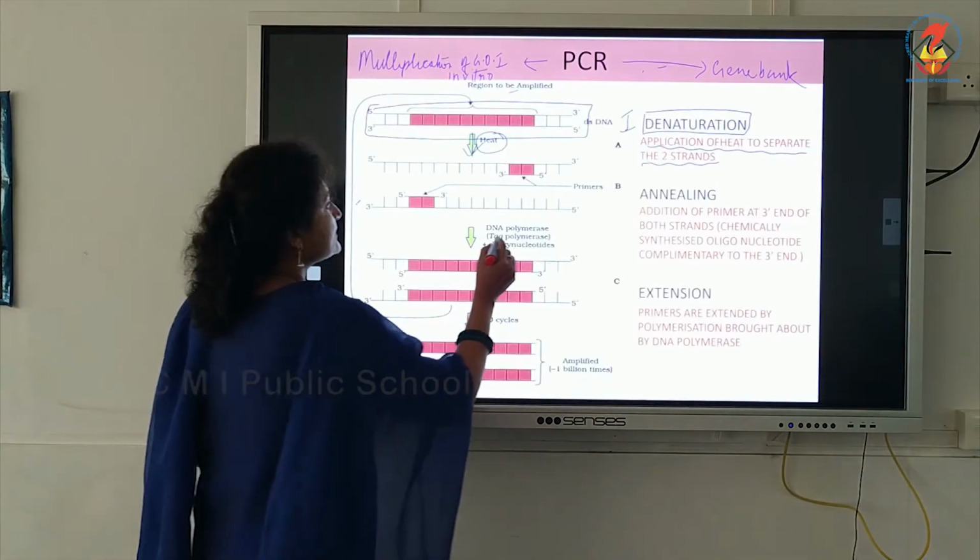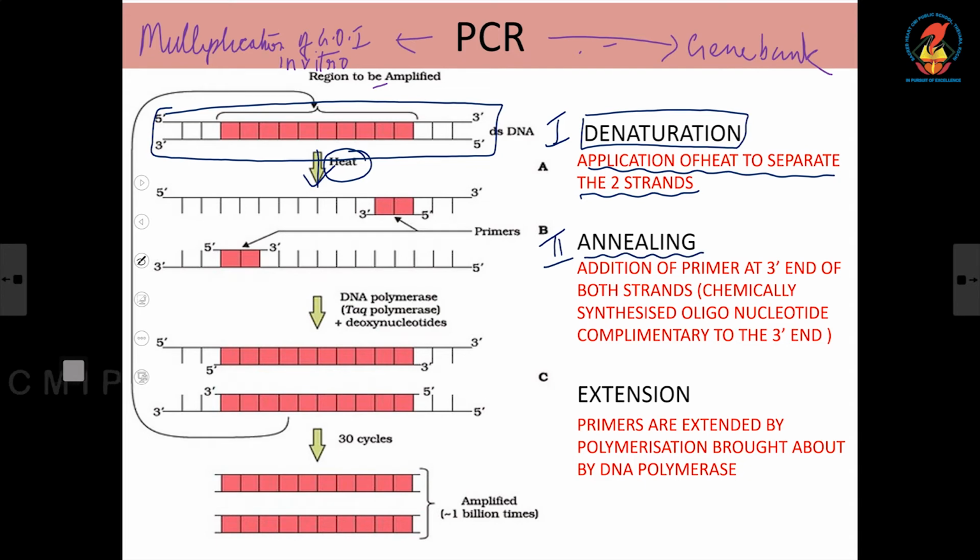Then the second step is annealing. Annealing is addition of primer at the 3' end of both the strands. So this is a primer. And this primer should be complementary to which end of the strand? At the 3' end. It should be complementary to the sequences at the 3' end. If suppose the 3' end is AAA, the primer should definitely be TTT. Here also the primer is AAA. So the DNA is TTT and so the primer is AAA.